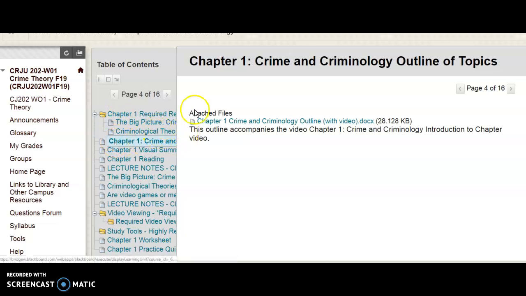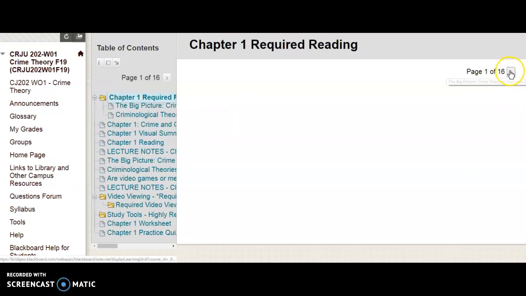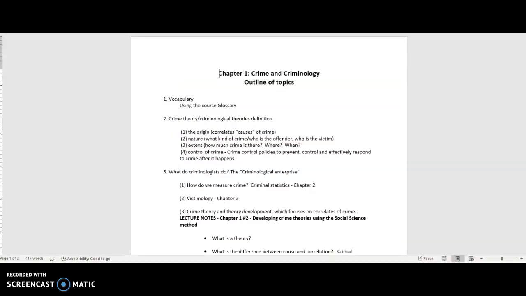The first thing I want you to do is to open the Crime and Criminology outline. The outline will tell you what I'm going to cover in this video. So whether you navigate using the page-by-page scroll or you select from the menu in this table of contents, when you click on Chapter 1, Crime and Criminology outline, what you will see is this. And this is what we're going to be covering right now.